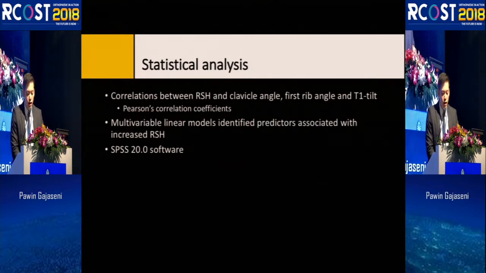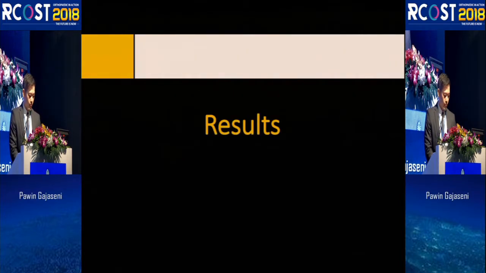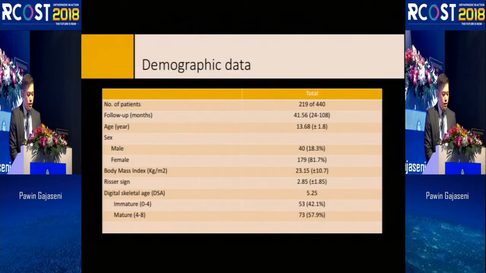The Pearson correlation coefficient was used to assess the relationship from the preoperative to 2 years postoperative. The paired t-test was used to test the significant difference from the preoperative to 2 years postoperative. SPSS 20.0 was used for statistical analysis. The results: the demographic data is the same as the previous talk.